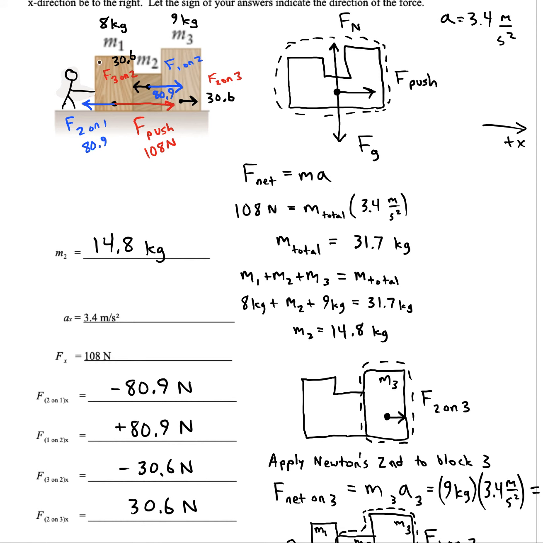So it's like a progressive thing. If you're pushing all 3 blocks here, you've got to push with a large force, 108 newtons. Block 1 is only responsible for pushing block 2 and 3, though, which is why it only has to push with 80 newtons. And block 2 is responsible for pushing block 3, and it only needs to push with 30.6 newtons. So the normal force between the surfaces, where they're in contact, gets smaller and smaller as you move through the object.